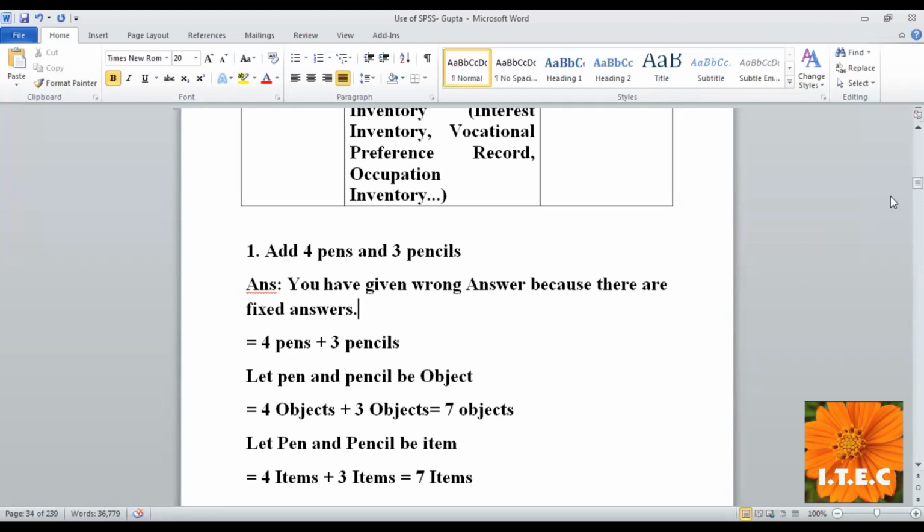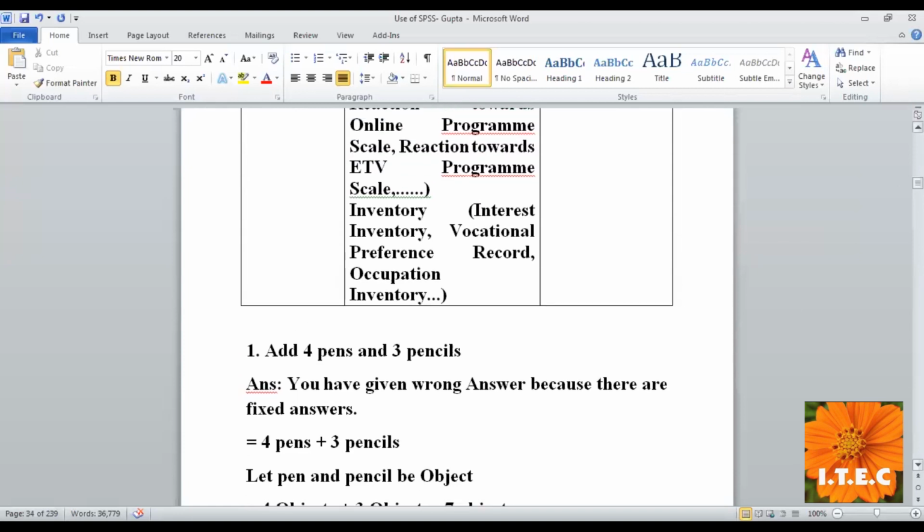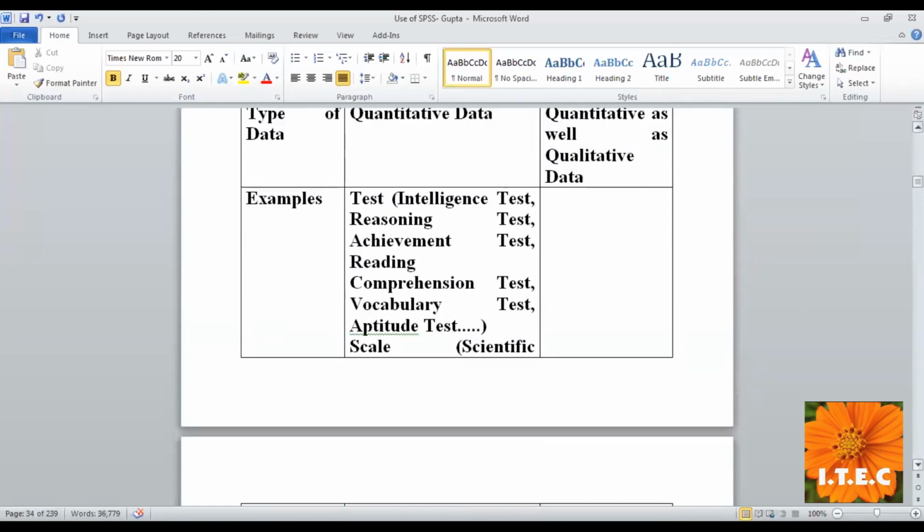Anyway, we go ahead. So therefore, the difference between the test and the scale is, in the test, your answer can be categorized as correct or incorrect. In the scale, you cannot say that your response is correct or incorrect because there is no fixed response. In inventory also, you cannot say that your response is correct or incorrect.